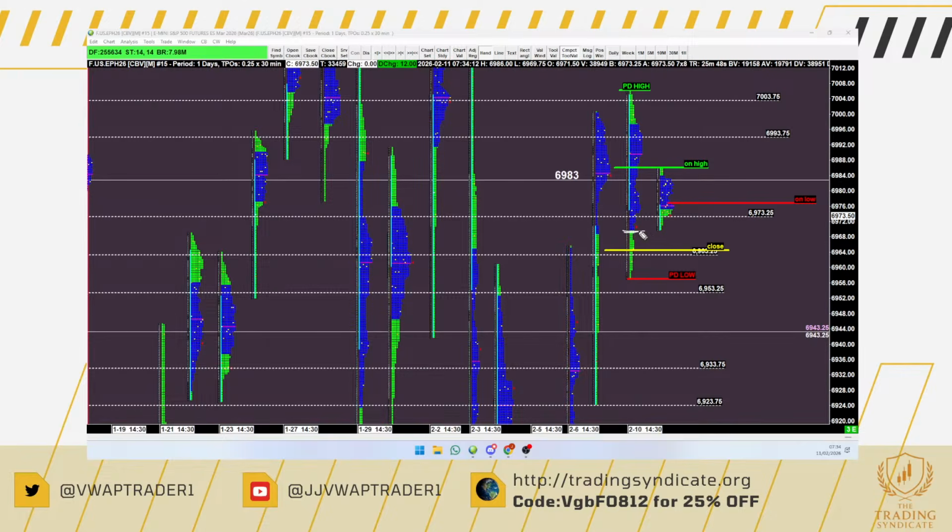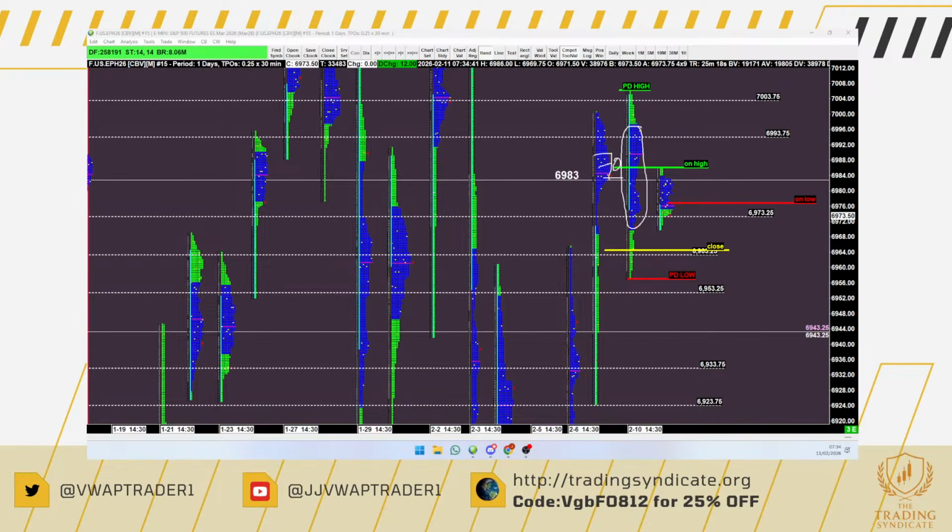See the blue where it turns from blue to green? The blue is what they call the value area, right? Now, that's a very sort of, it's not a specific term, right? So I call this the cost basis. This is where 70% of the inventory from yesterday was traded.